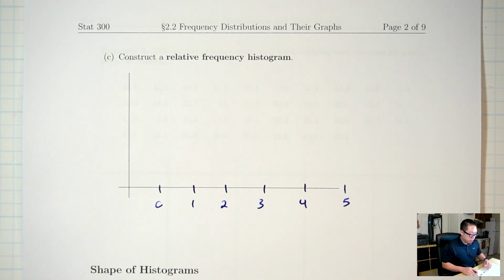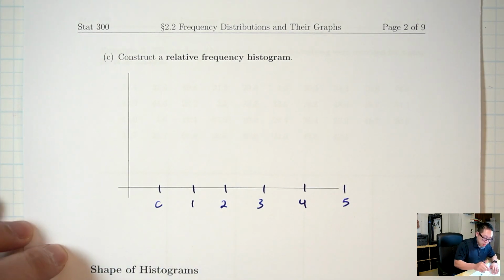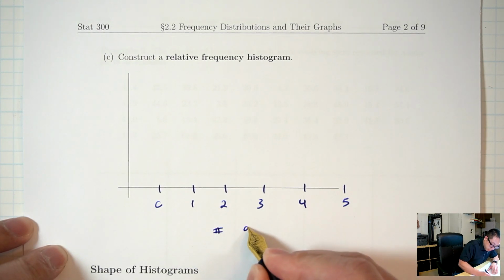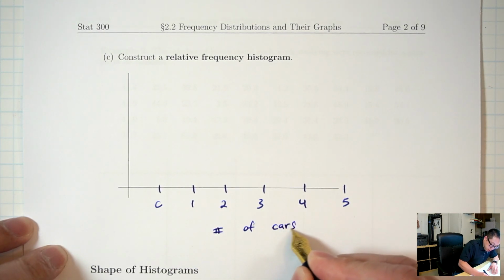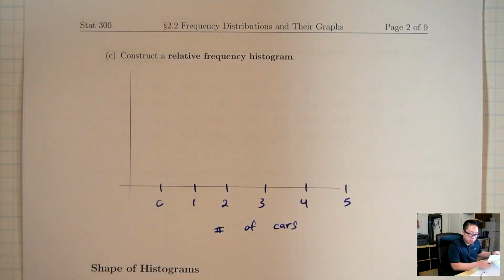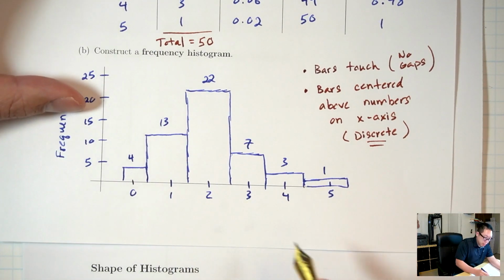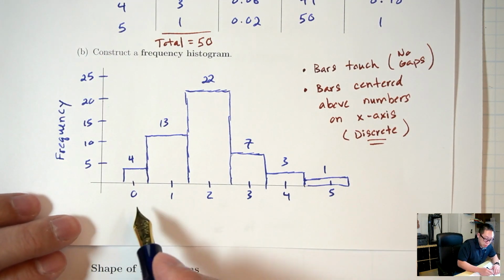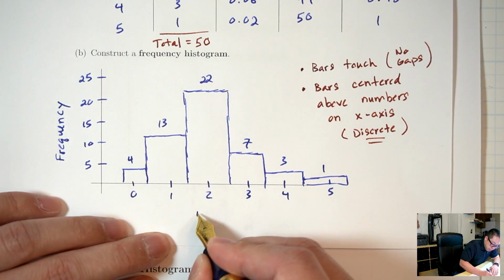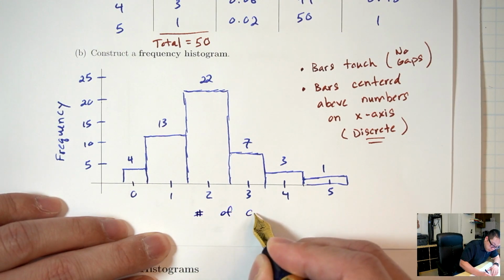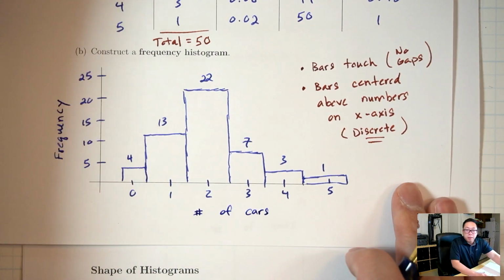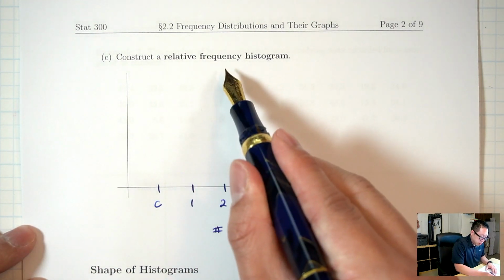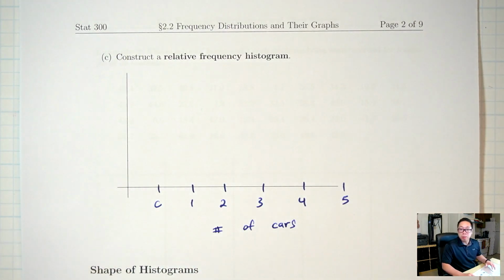And actually, I should say what these numbers mean. So these numbers are actually number of cars. Okay, let me do that for this one also. So on this x-axis, you should tell what these numbers mean. So these numbers are number of cars. Okay. Now, it's a relative frequency histogram, which means the y-axis is going to be relative frequency.